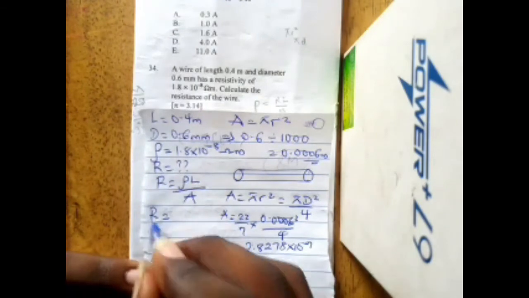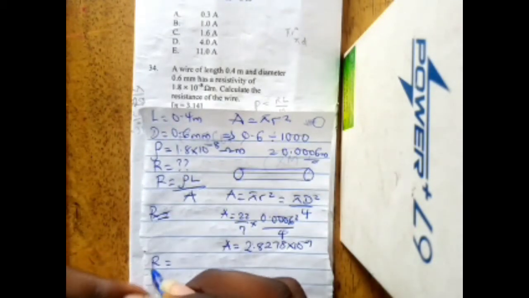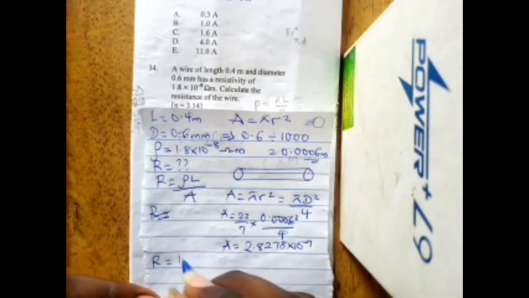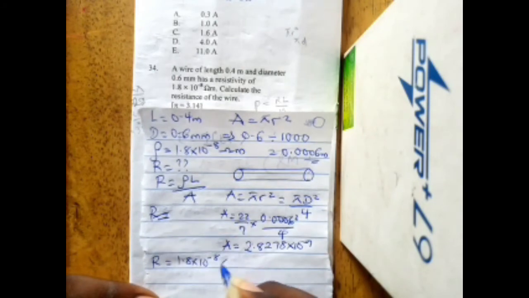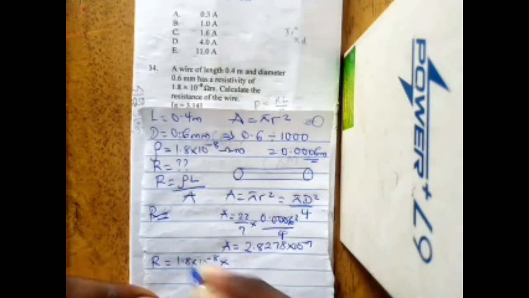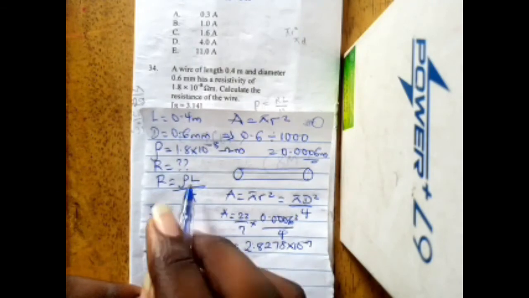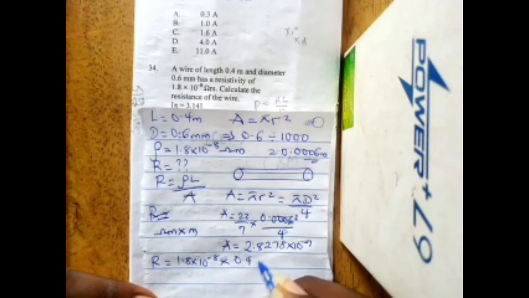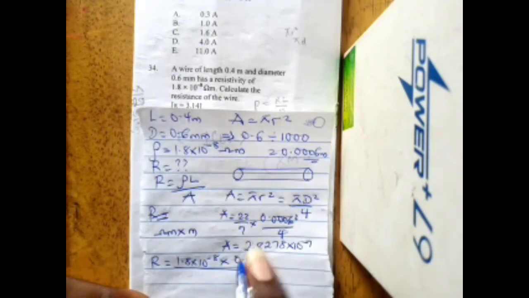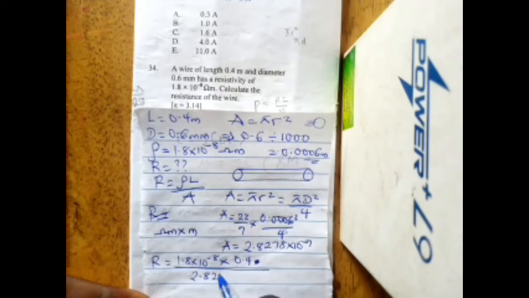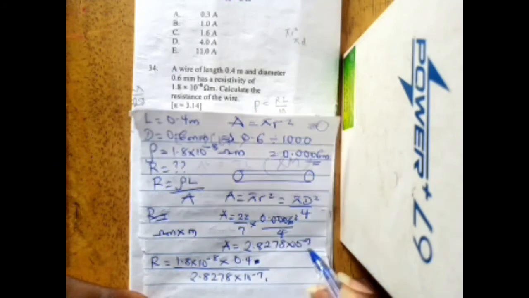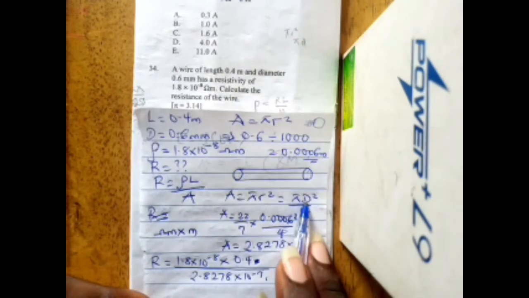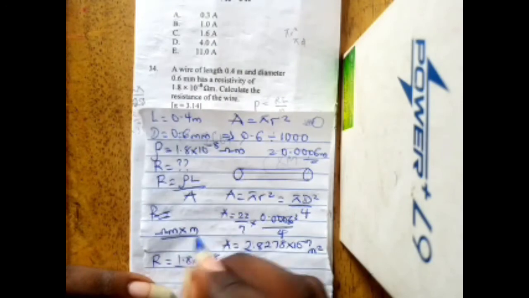Now my resistivity, okay. My resistivity is 1.8 times 10 to the power minus 8 ohm meters. That is ohm meters. Multiplied by the length, which is in meters. So that's 0.4, all over the area. Now the area is 2.8278 times 10 to the power minus 7. And my area is in meters squared, because I converted the diameter to meters. So all over meter squared.